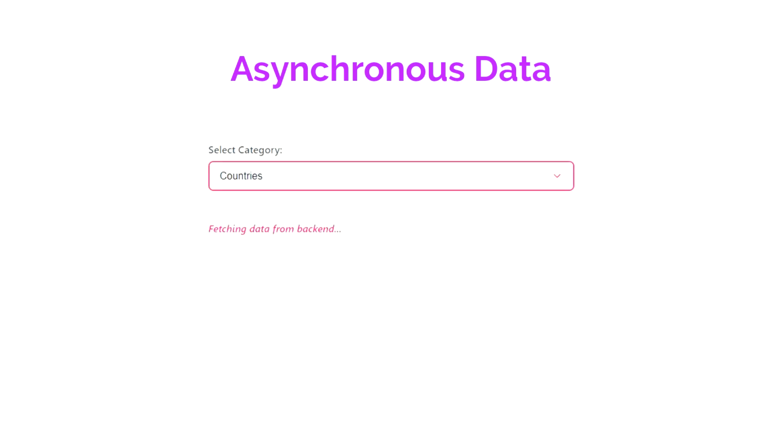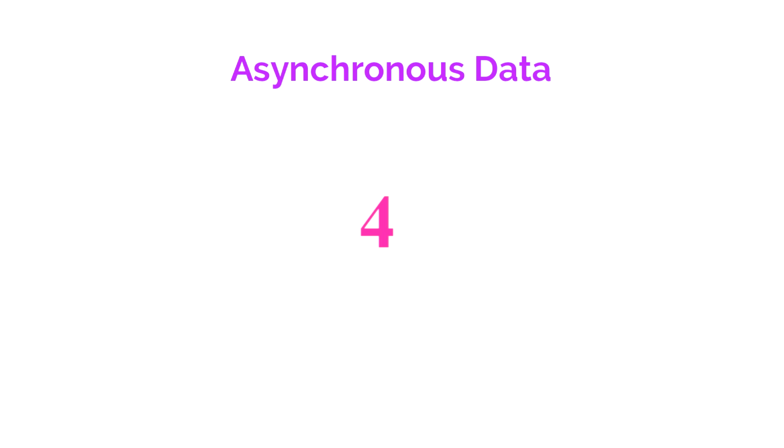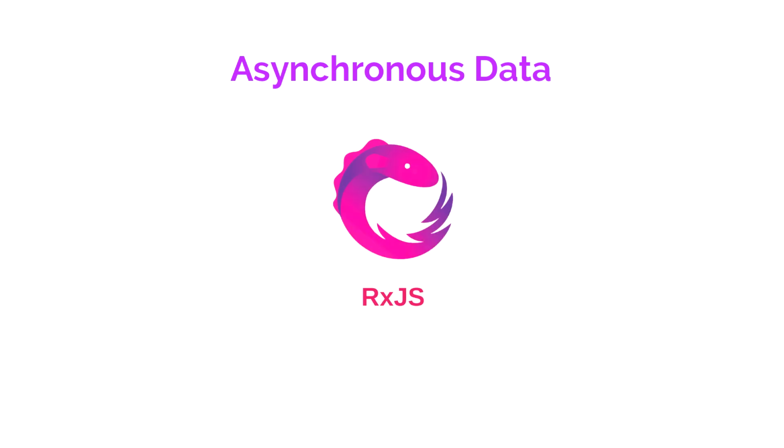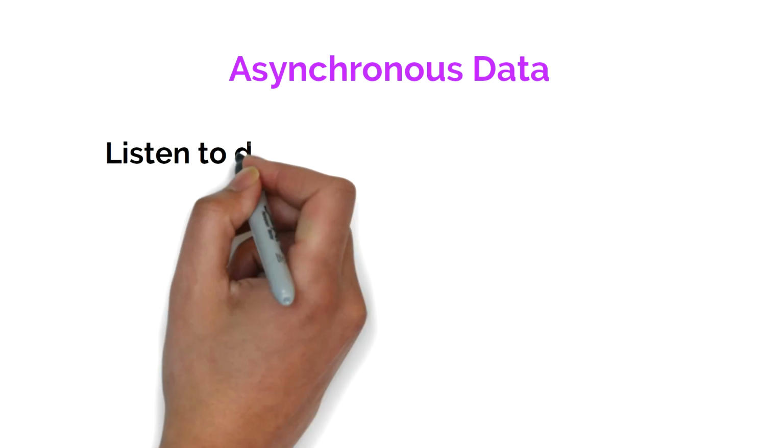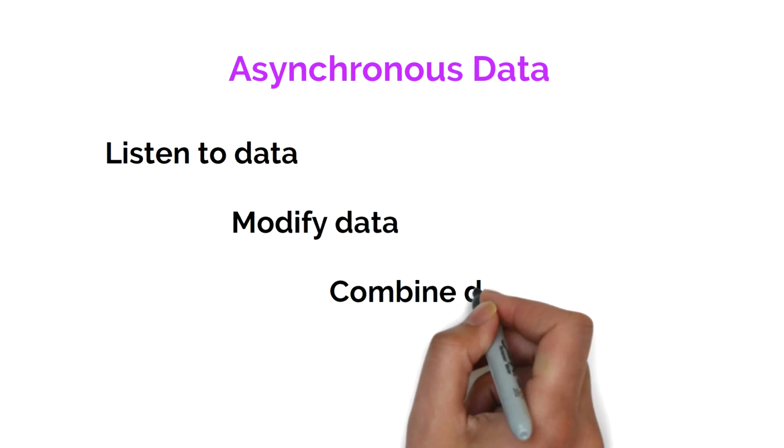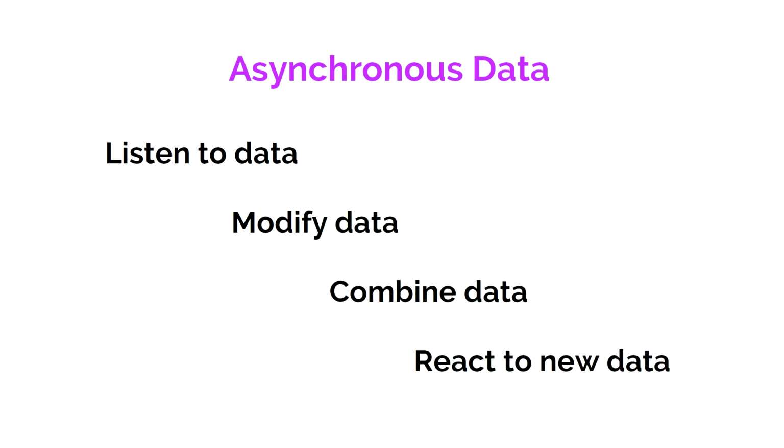Think about some common things that happen in a web application. A user clicks a button. A user types in a search box. Data is received from an API. A timer generates values every second. These events don't happen all at once. They happen over a period of time. RxJS helps us handle these events and data efficiently. In simple terms, RxJS allows us to listen to data, modify data, combine data from different sources, and react whenever new data arrives. That is the basic idea behind RxJS.